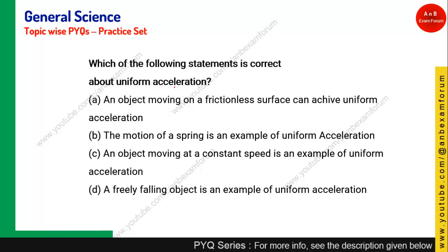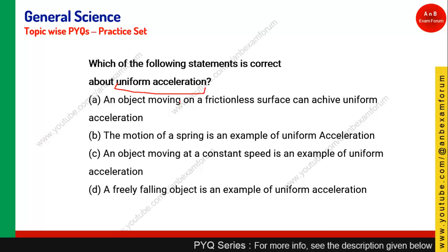Which of the following statements is correct about uniform acceleration? So uniform acceleration is basically the acceleration which is constant during the interval of time. Okay, so let's see one by one. An object moving on a frictionless surface can achieve uniform acceleration. It is partially true, not totally true.